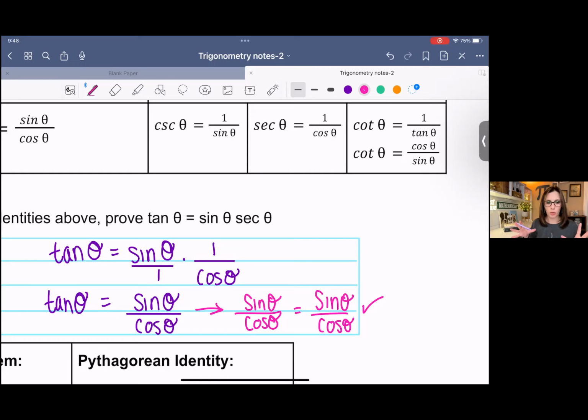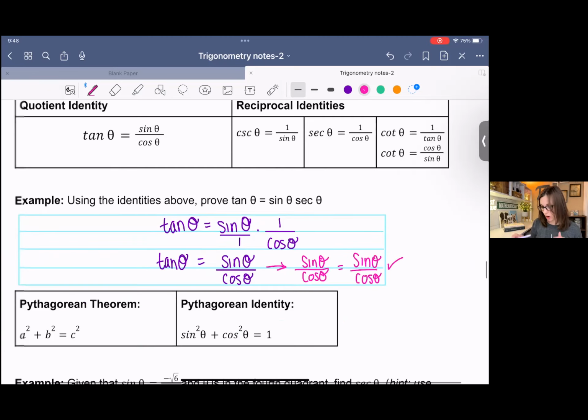That's where you're going with these. These are going to get harder as we learn more, but as long as you have your identities handy and you have them either memorized or right beside you, depending on what's allowed, you're going to be able to do this. It's not very hard.